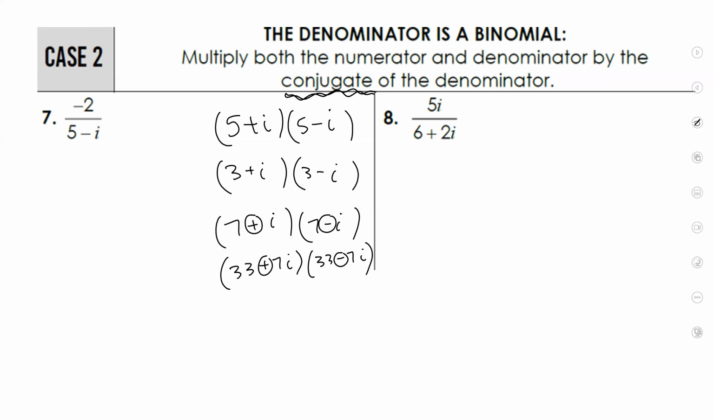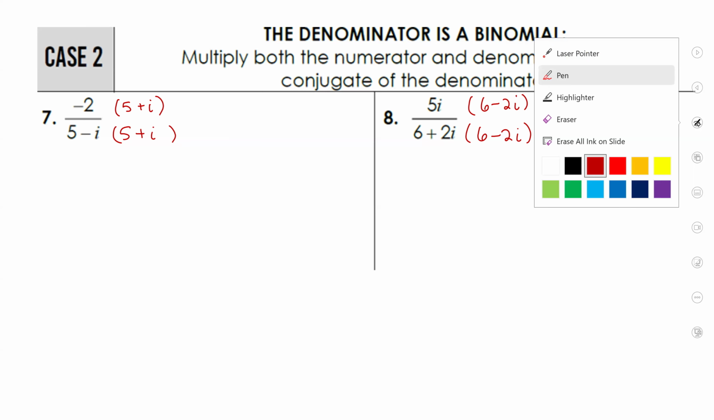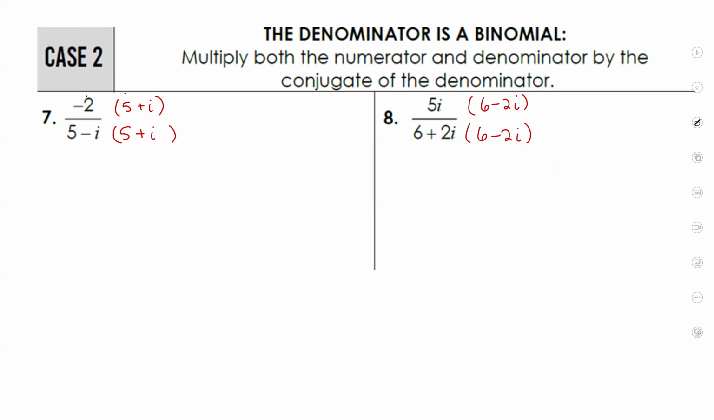Okay? So, whenever you have a binomial, you're going to multiply both the numerator and the denominator by the conjugate of the denominator. What's the conjugate of this denominator? Good. So we're going to multiply the numerator and the denominator by 5 plus i. What are you going to multiply this one by? Exactly, 6 minus 2i. So I'm going to multiply out number 7 for you, and I'm going to have you guys do the rest. So negative 2 times 5 is negative 10. Negative 2 times i is negative 2i.